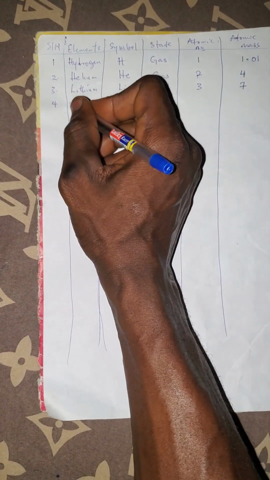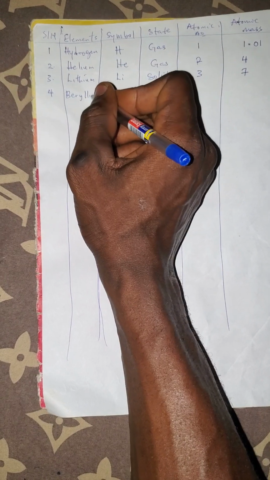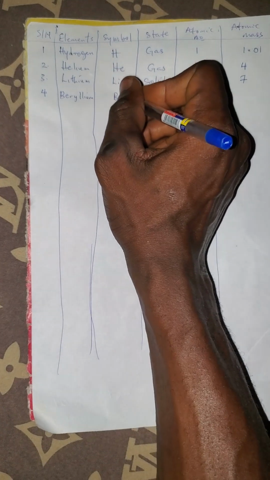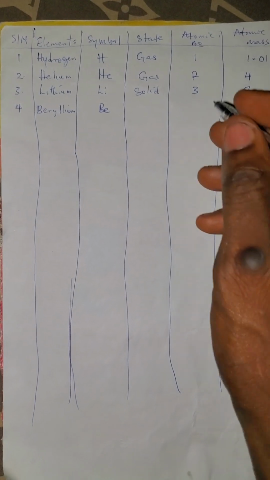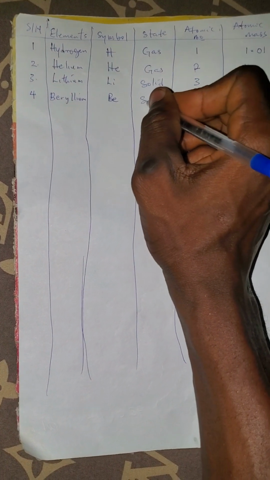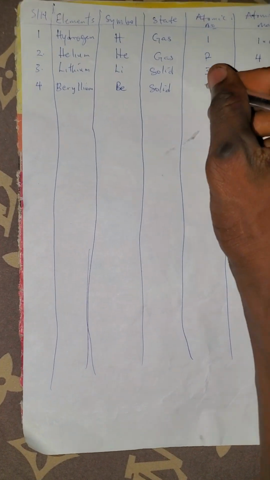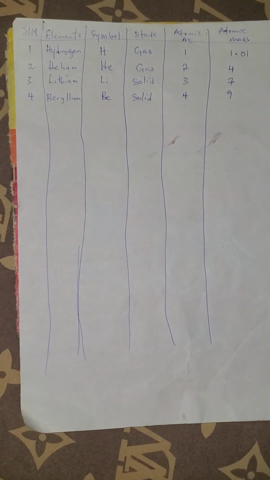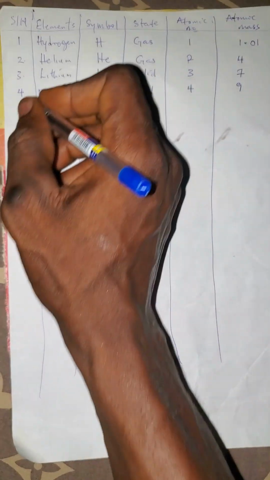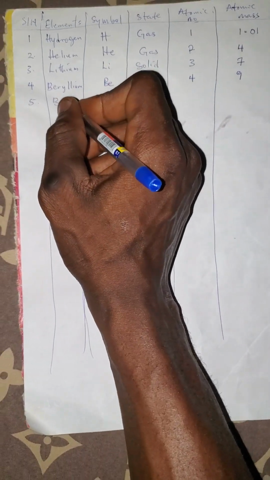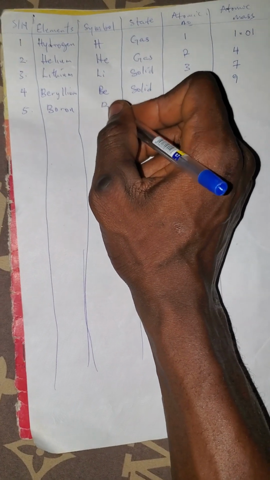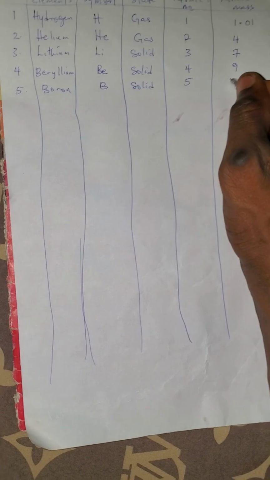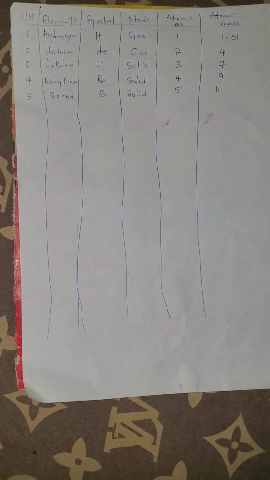We have number 4 to be beryllium. Beryllium has the symbol Be, and it is solid in state as well. The atomic number is 4, and the atomic mass is 9. We have number 5, boron. Boron is B, and it is also solid state. The atomic number is 5, and the atomic mass is 11.